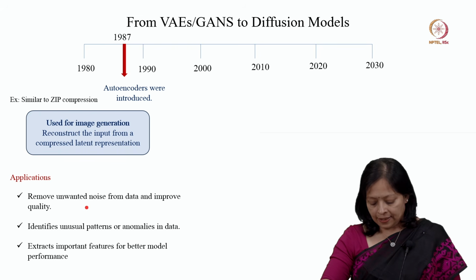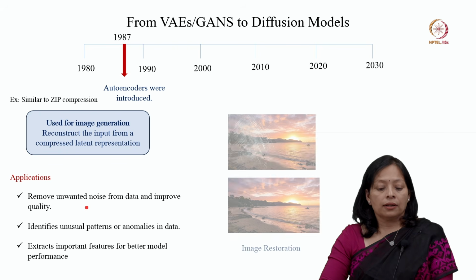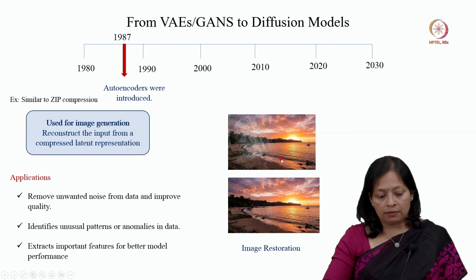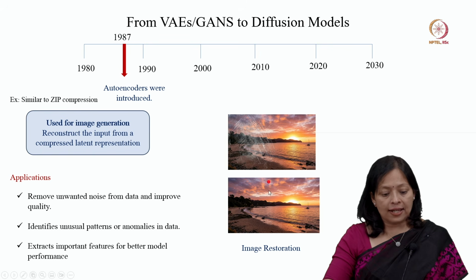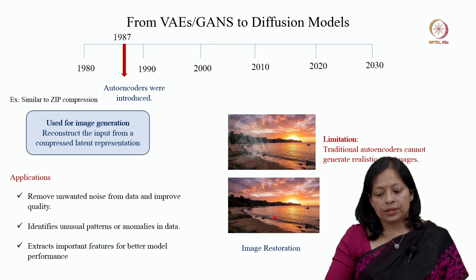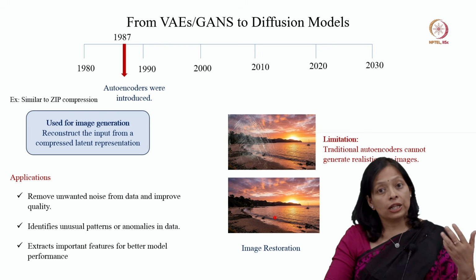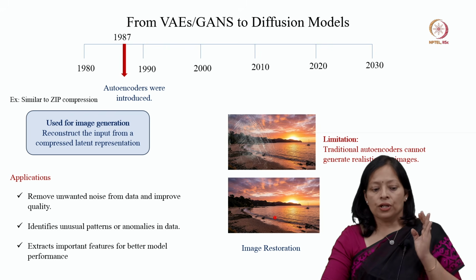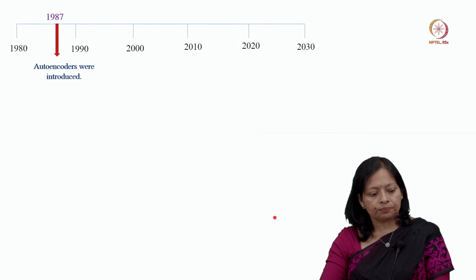This is one example where autoencoders are used for image restoration. You can see there are some scratches in this image and that has been restored using autoencoders. But what is the limitation of autoencoders? Traditional autoencoders cannot generate realistic new images. Whatever was the input, it is reconstructing that. So, that is about autoencoders.